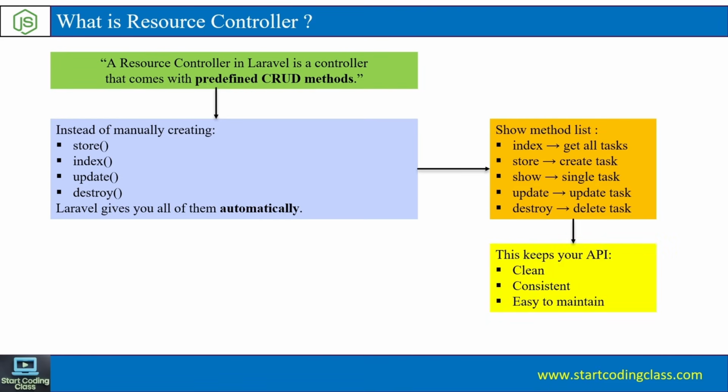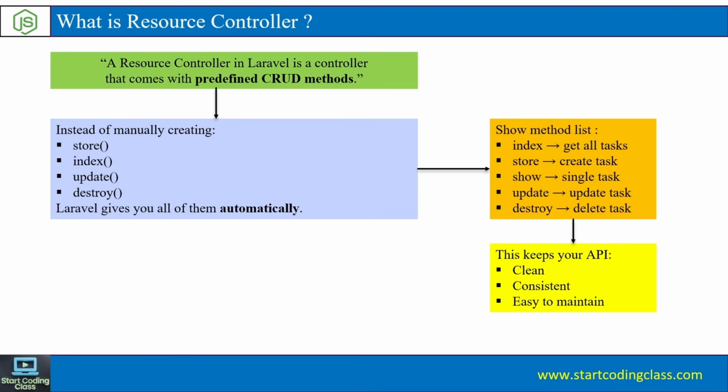So you can say the API created with the help of a resource controller is very clean, consistent and easy to maintain. So there are not lots of APIs, 4-5 APIs. We only have to create one API.